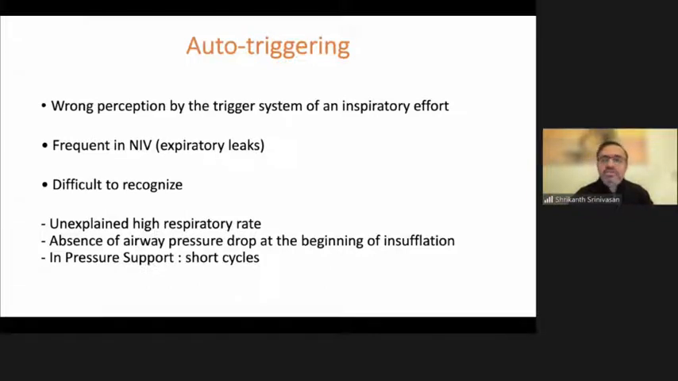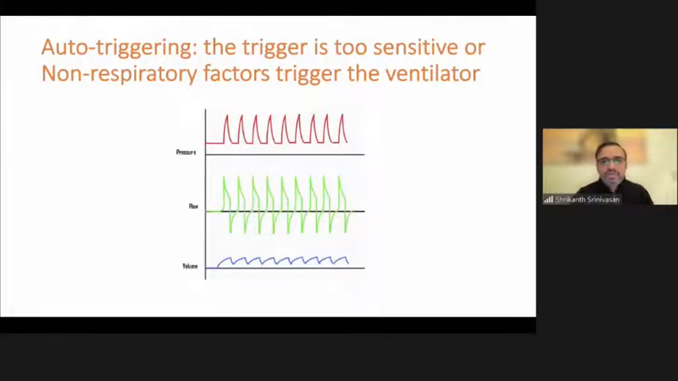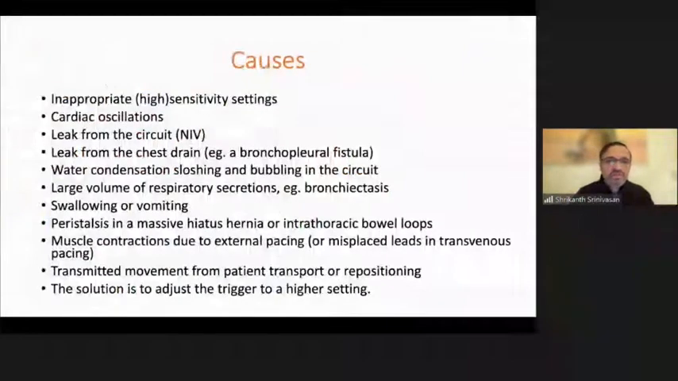And in case it is occurring in pressure support, then the cycles will be very, very short, very rapid breaths. So this is exactly how auto-triggering looks. Multiple breaths, just one after another, without any specific trigger being associated with it. This occurs when the trigger is too sensitive or non-respiratory factors are triggering the ventilator. And what could be the non-respiratory factors? There are a lot of things. Cardiac oscillations, leaking from a chest drain, a bronchopleural fistula, which leads to a constant to-and-fro movement that can confuse the ventilator.